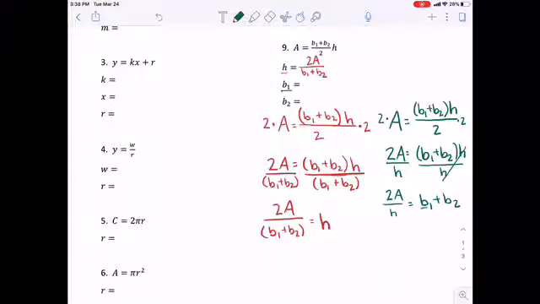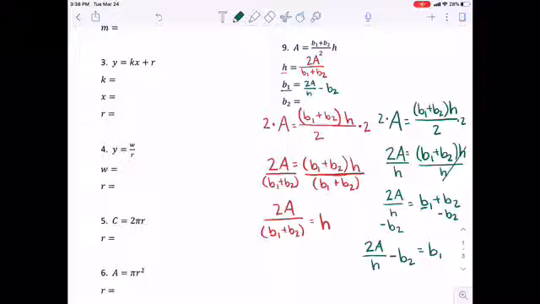Now since it's the b1 that I want to be alone, I'm going to move the b2, and I'm going to do that by just subtracting b2 over to the other side. That will give me that 2A over h minus b2 is equal to b1. So there's my b1 answer. It is that 2A over h minus b2 is equal to b1. Now b2 is going to work in a similar way, so I'm going to let you go ahead and figure out that b2 answer by yourself.